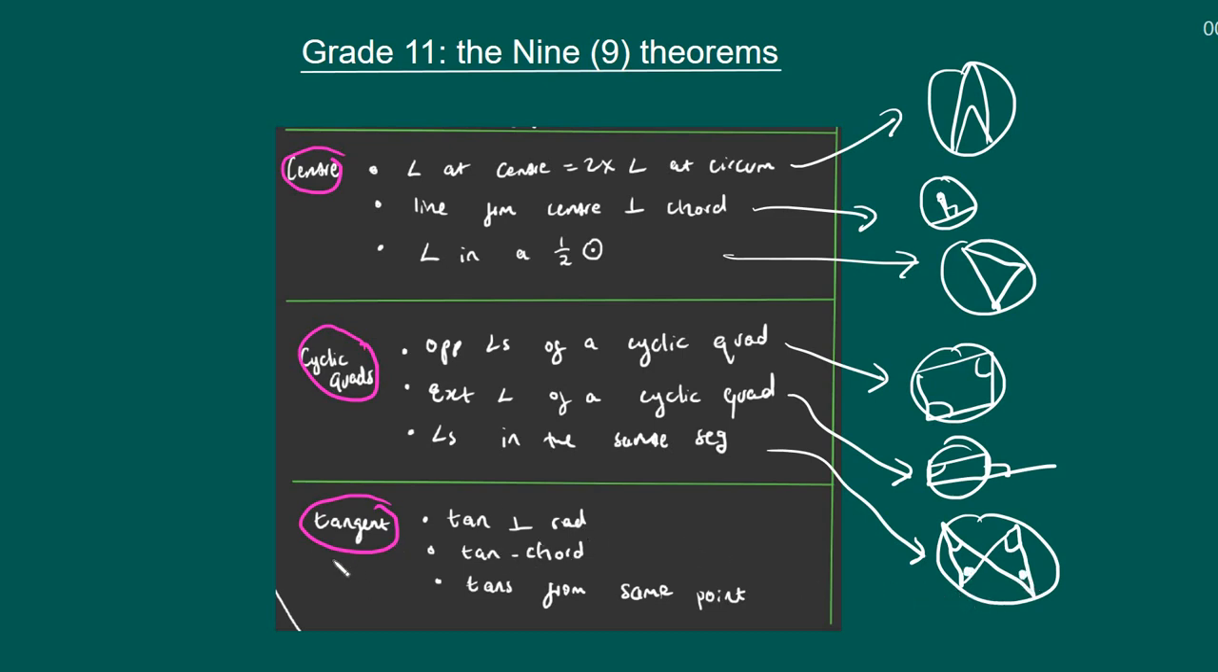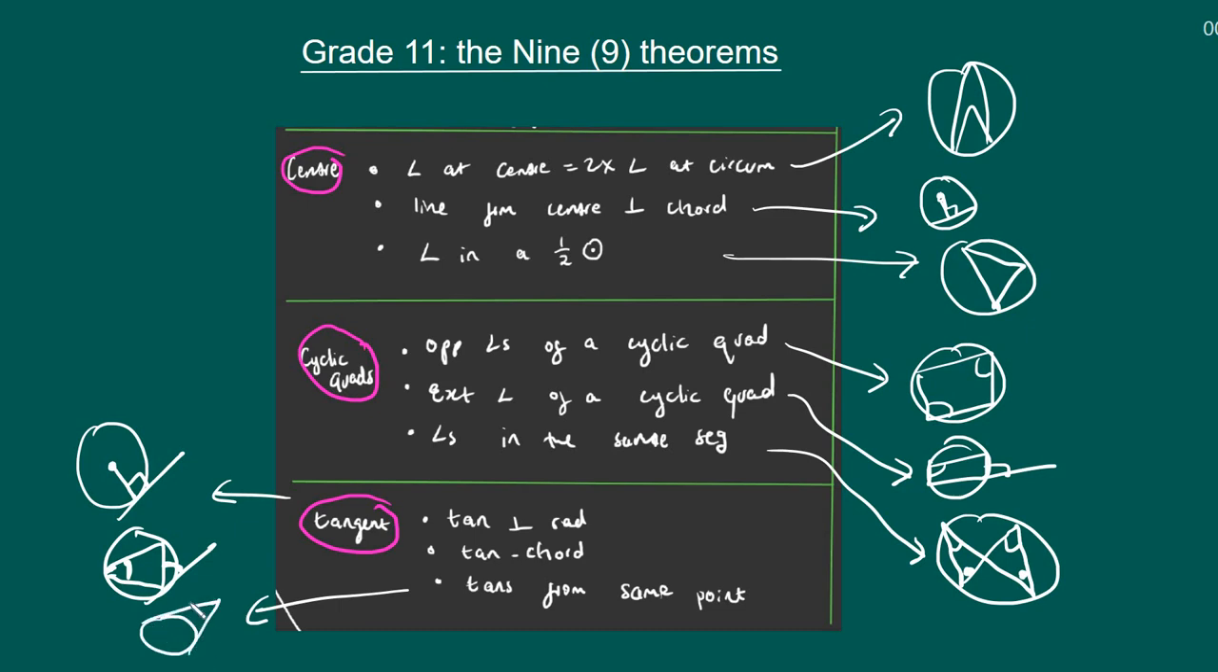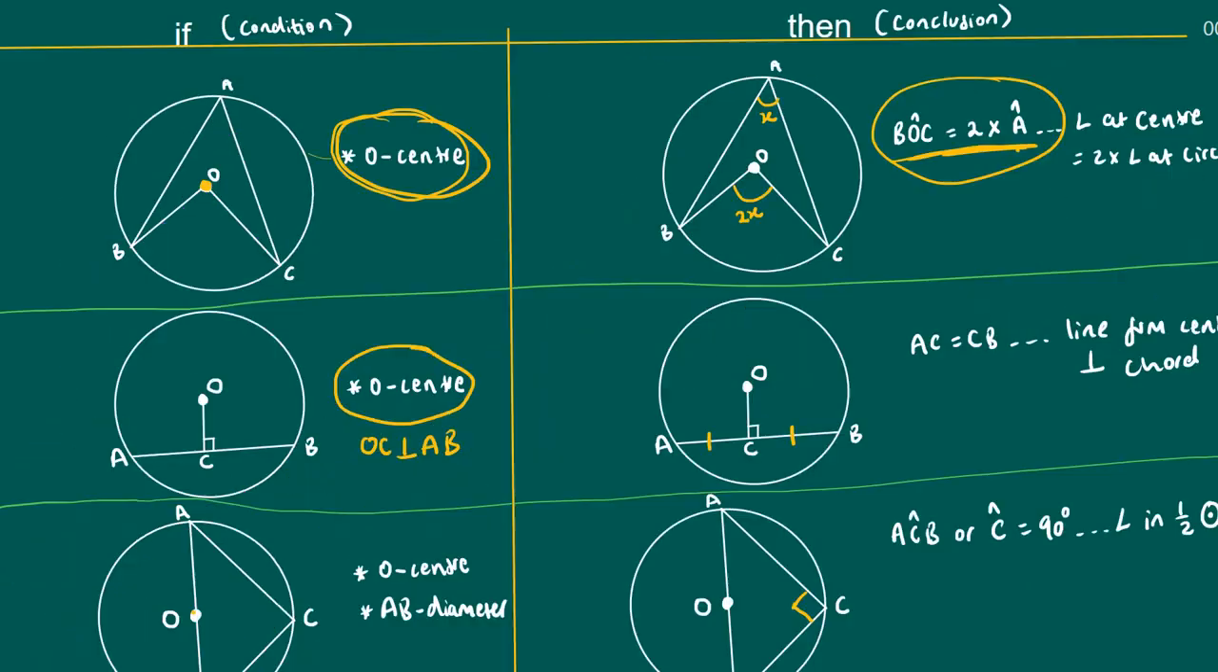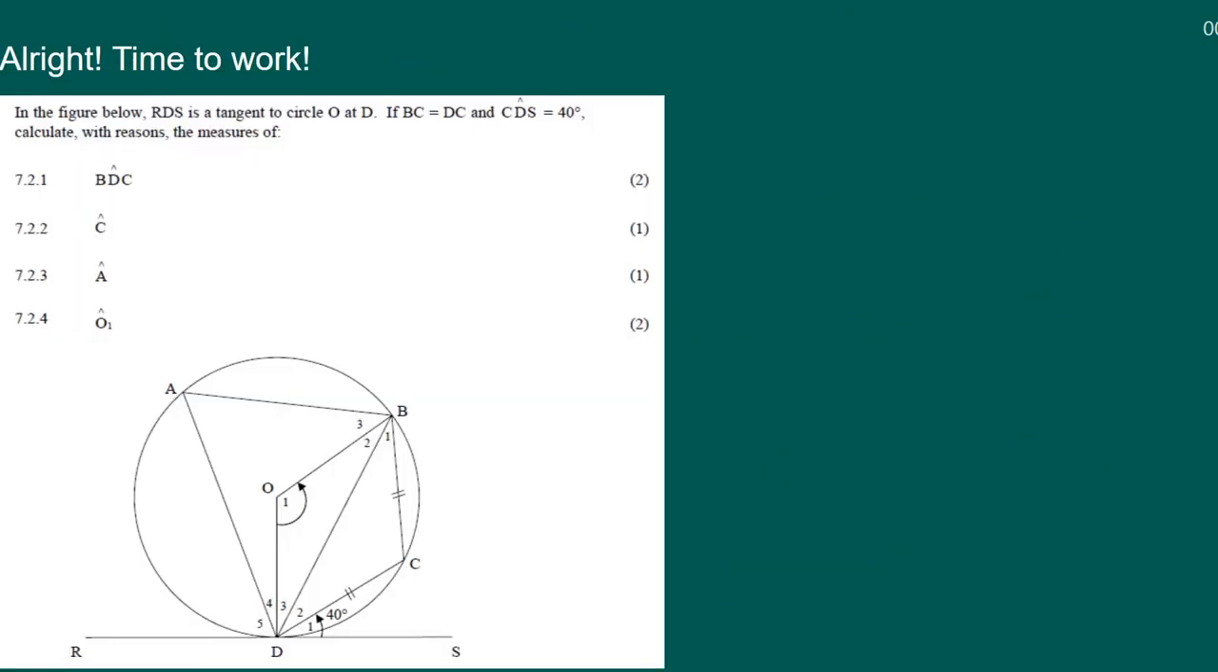Okay. Then lastly, about tangents, right? There are also three. Remember, tan perpendicular to radius will mean you have a tangent, you have a radius, in between you conclude to say it's 90 degrees. And then tan chord means you have a tangent, you have a chord. The angle between the tangent and the chord will be equal to the angle formed by the chord at the circumference. And then tans from the same point, that is the easiest one, whereby you just look at the tangents from the same point, you conclude that they are equal. Those are your 9 theorems. I hope that is good there, right? I hope that we remember them.